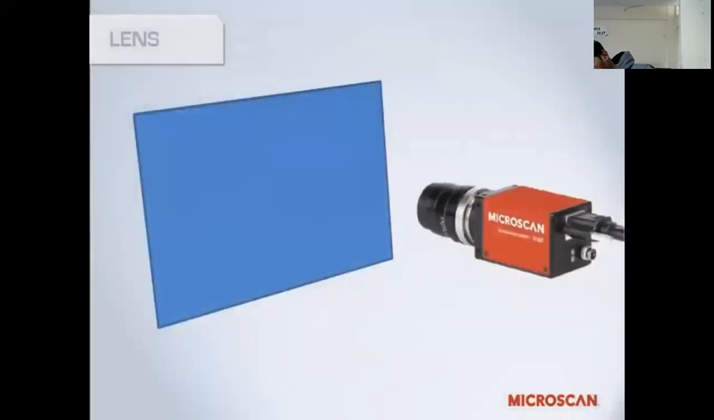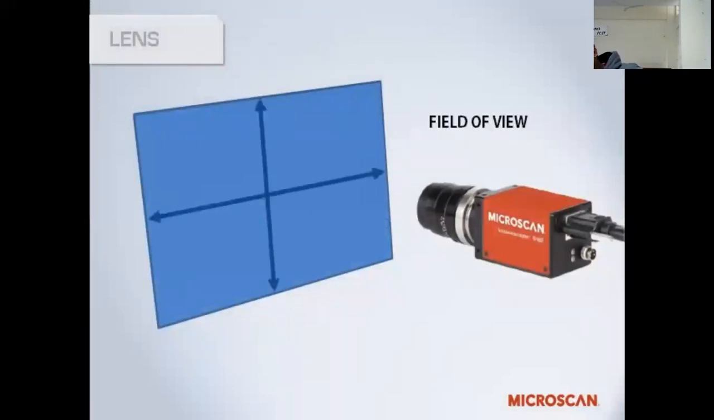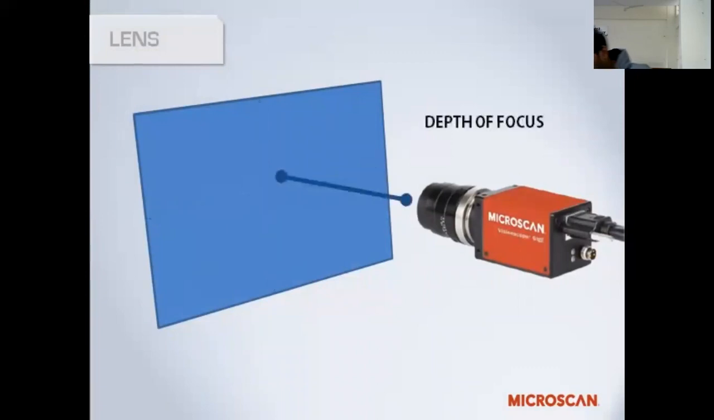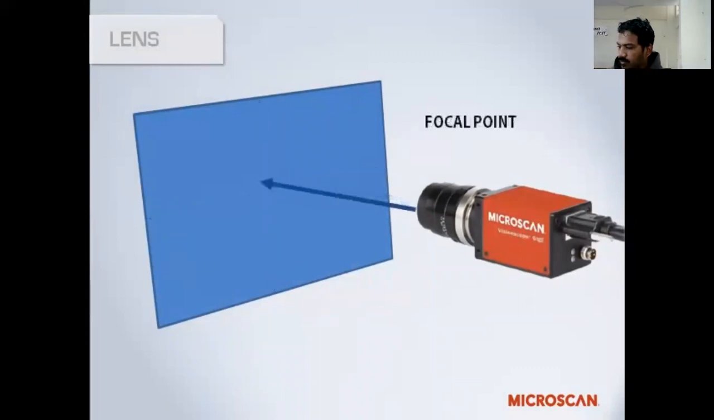Next, we'll discuss the lens. The purpose of the lens is to capture the image and deliver it to the sensor. The lens will determine your field of view, depth of focus, and your focal point.